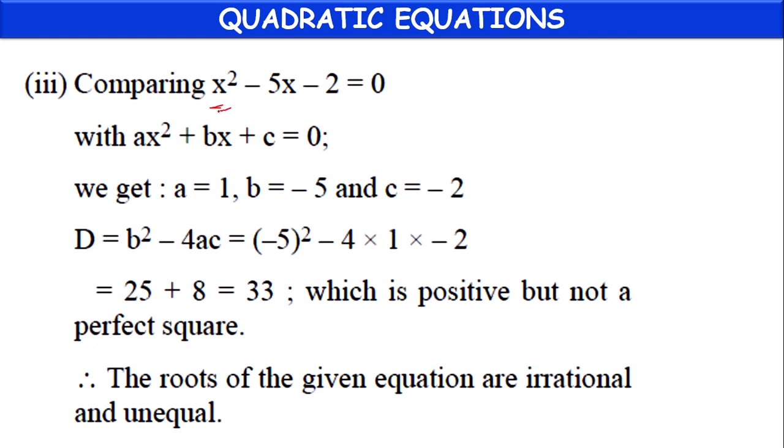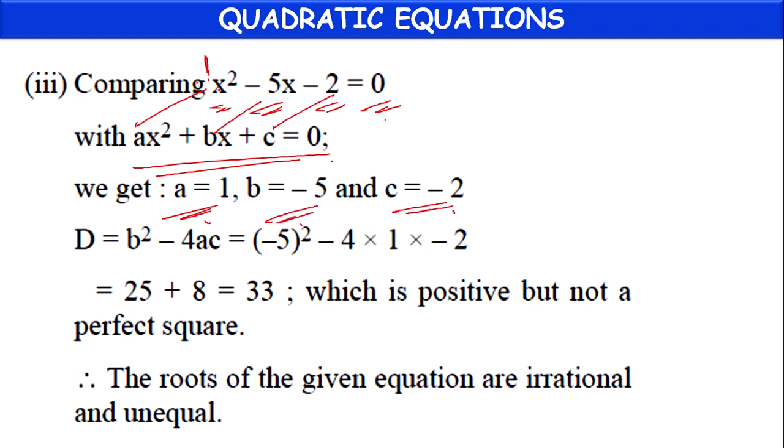Next, we have x square minus 5x minus 2 equal to 0. If we compare with the general form, in the place of a, the x square coefficient is nothing, which means we can keep 1 here. So a equal to 1. In the place of b, minus 5. In the place of c, minus 2.